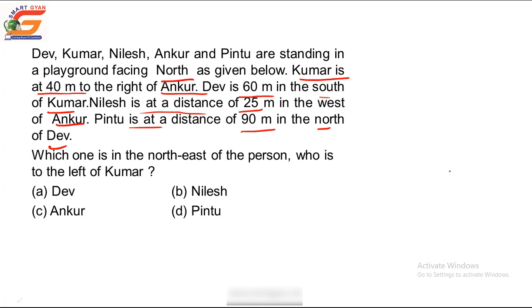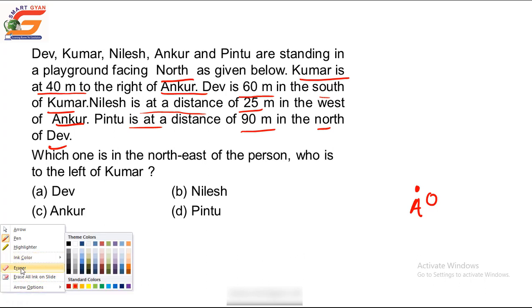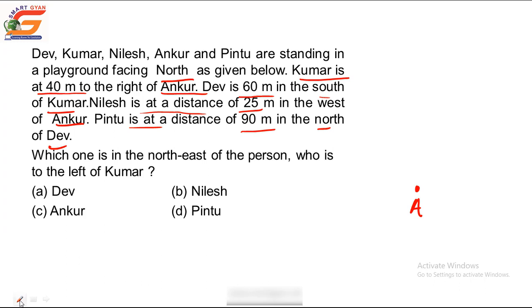So we can start from any point that is convenient to you. Suppose we start here, that is the origin. Kumar is at 40 meter to the right of Ankur. So suppose this is Ankur. As a relative position is given, instead of putting the origin, we can simply put the names of the persons. Ankur is here. Kumar is at 40 meter right of Ankur, so this way it is 40 meter and here is Kumar.